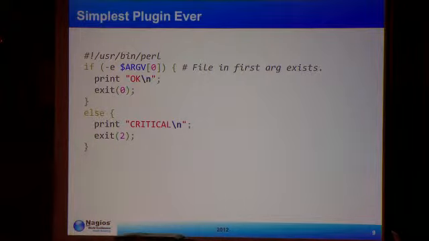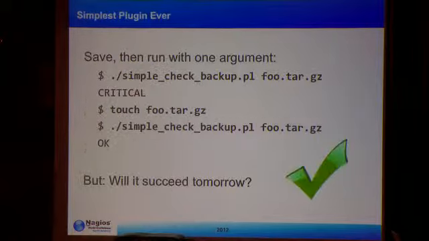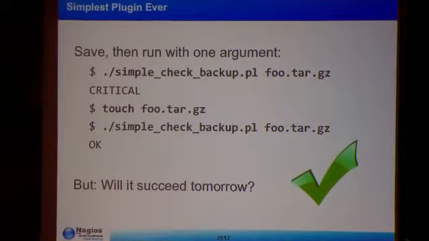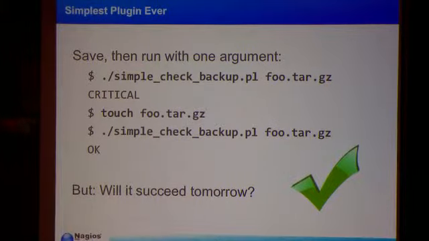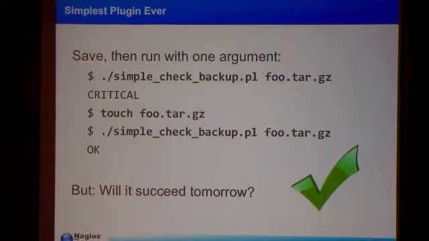Anybody see any problems with this? This will work great, right? We can save it and run it with one argument. We give it the name of a file. Then when we create that file, it's OK. Our backup is good, right? And then tomorrow, our zero-length foo.tar.gzip will also be OK. It will always be OK. It will always be a good backup.